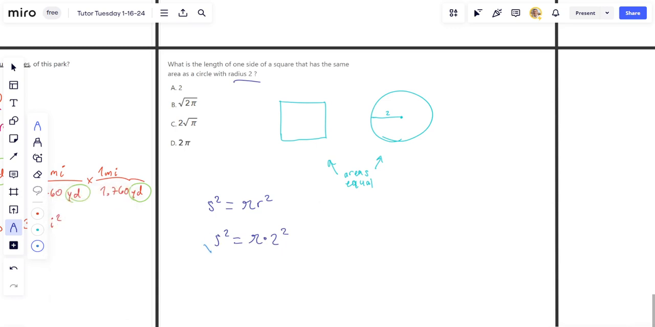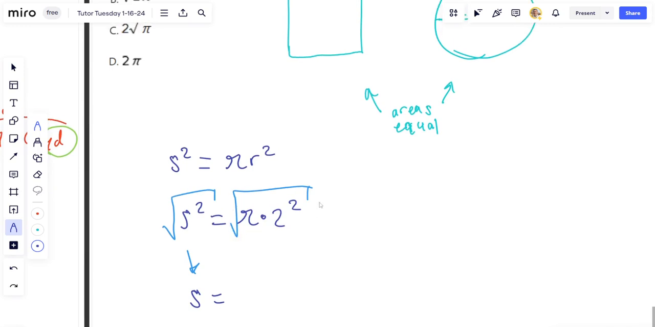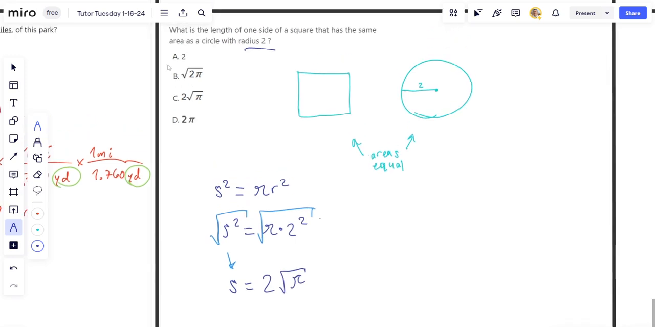The only thing we have to be careful about now is being able to square root this properly. So when I do this operation, I should get s, and here 2 squared under the square root will just become 2, and pi under the square root will become square root of pi. So it should really look something like 2 root pi, which is going to be answer choice C.